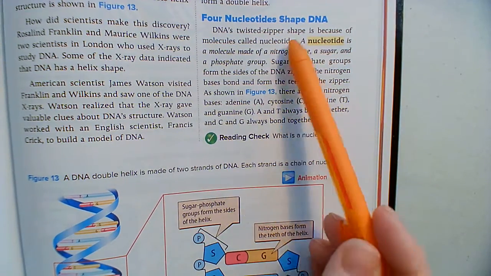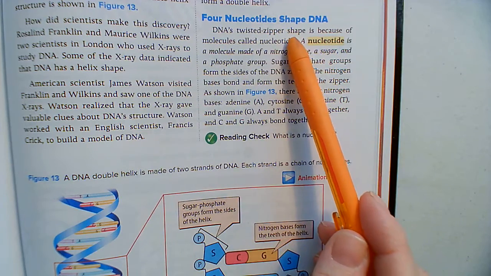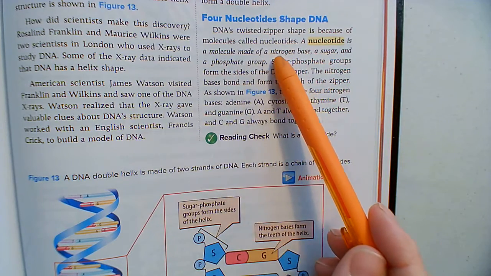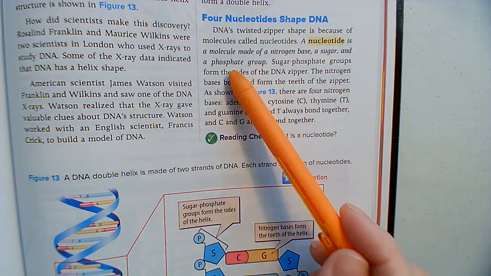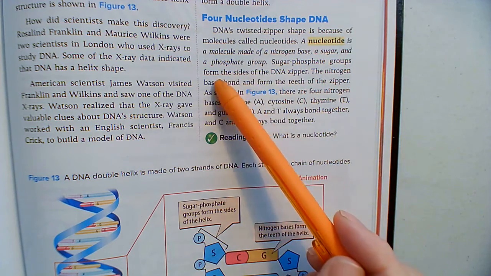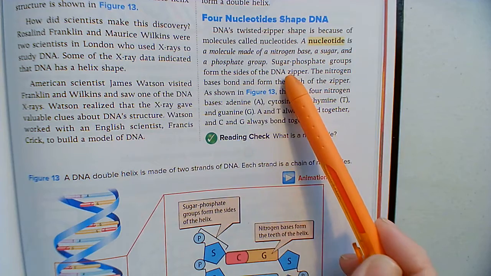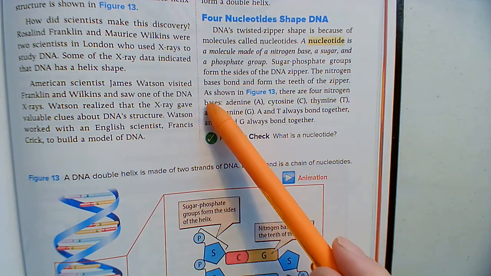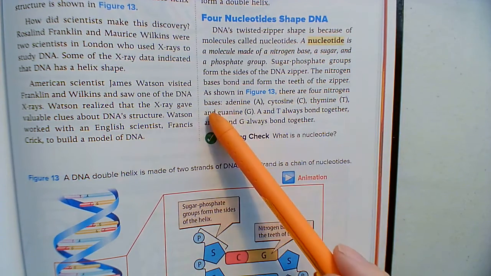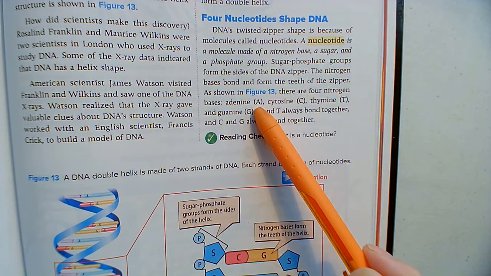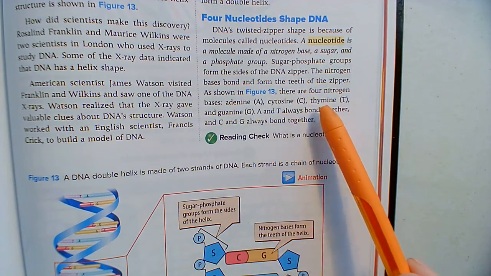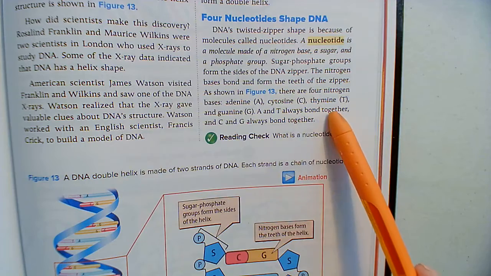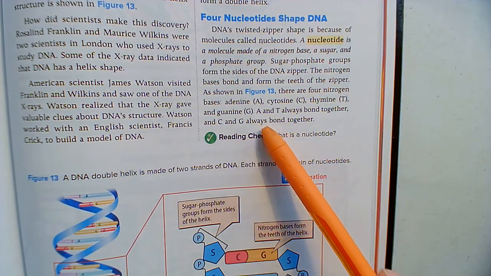Four nucleotides shape DNA. DNA's twisted zipper shape is because of molecules called nucleotides. A nucleotide is a molecule made of a nitrogen base, a sugar, and a phosphate group. Sugar-phosphate groups form the sides of the DNA zipper. The nitrogen bases bond and form the teeth of the zipper. As shown in figure 13, there are four nitrogen bases: adenine, which we represent with an A, cytosine, or C, thymine, or T, and guanine, or G. A and T always bond together, and C and G always bond together.